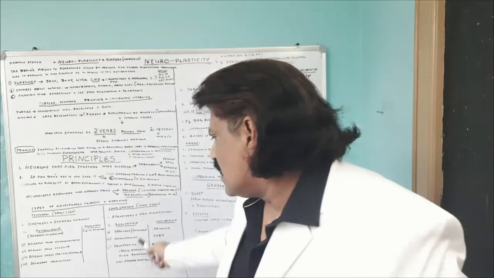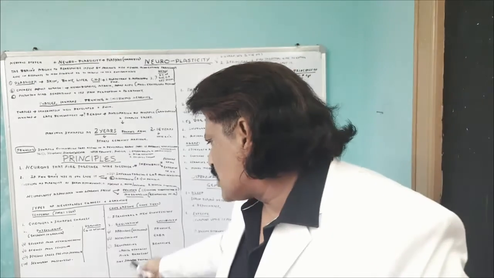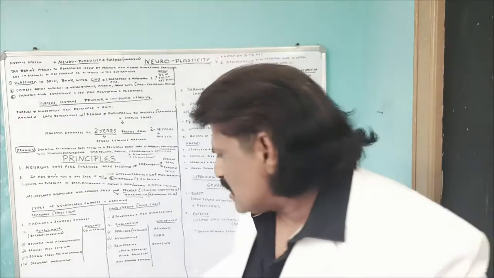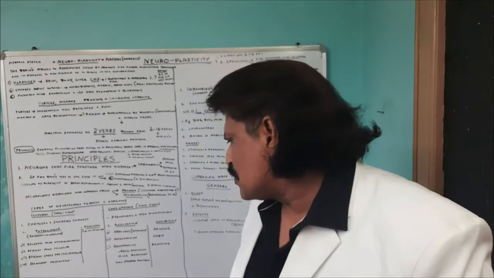The chemical substance for neuroexcitation is acetylcholine. The chemical substance for neuroinhibition is GABA. And for excitation to take place, there should be reinforcement. There should be axonal sprouting, large dendrites, more branches, and more synaptic connections.